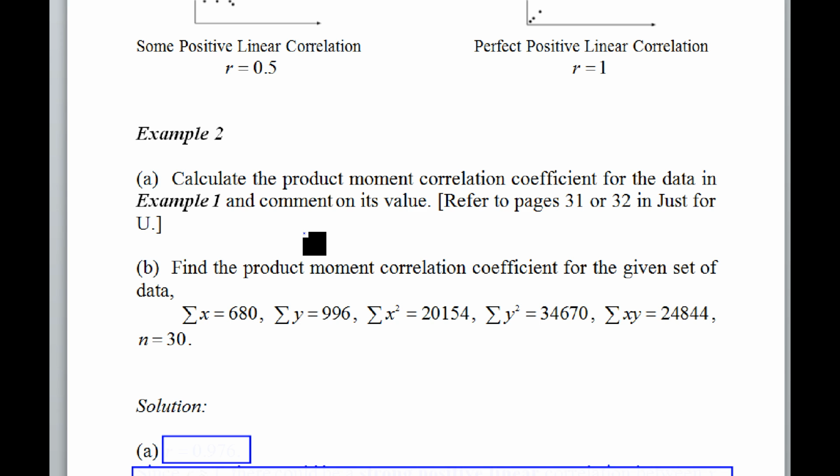Example 2. Calculate the product moment correlation coefficient for the data in example 1. Okay, this one I want to go through with you. How do you use your GC to calculate the product moment correlation coefficient? Now you go to your GC.